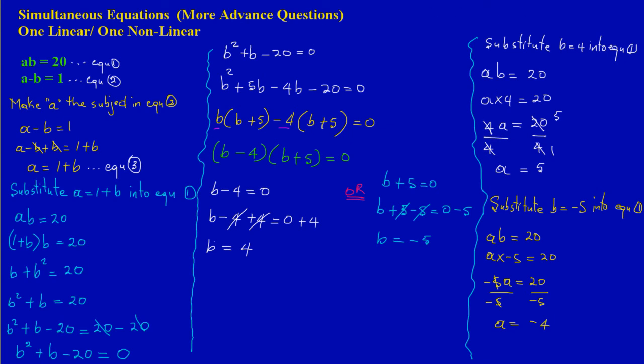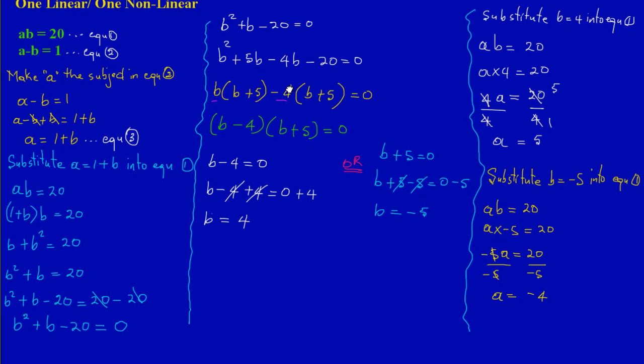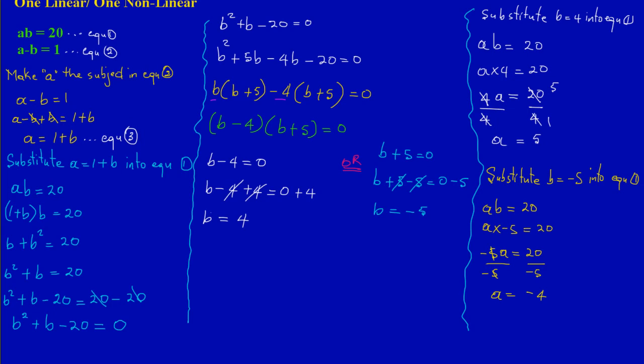Okay, so it's pretty simple from here. After we have found our solutions, we're just going to state our corresponding solutions. Let me just pull this up a bit. So now I'm just going to say for the corresponding values, when a is equal to 5, b is equal to 4. Okay, and when a is equal to negative 4, b is equal to negative 5. And those are our answers.